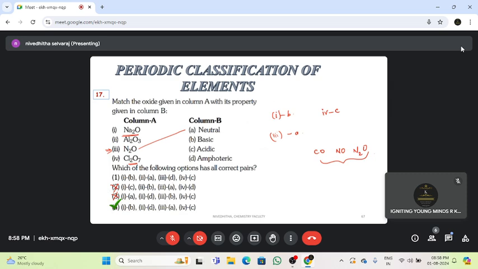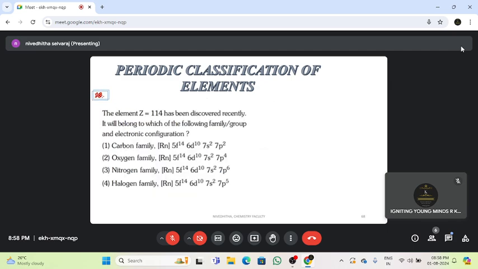Shall we work out one last question, or we'll wind up the session? You want me to wind up the session, or we'll see one question? Okay, one more question. Last question. Definitely, this is the last question. Or let us take this as an activity. Please take this question as an activity.